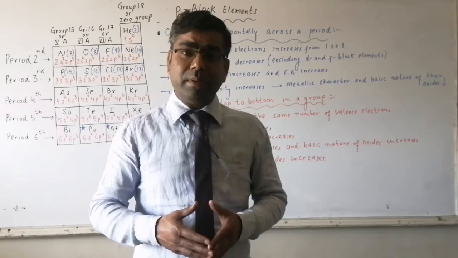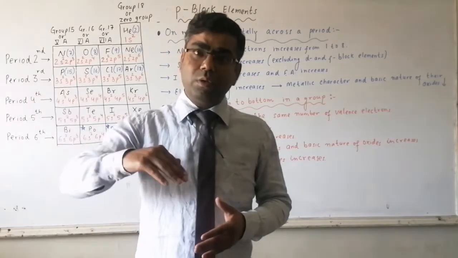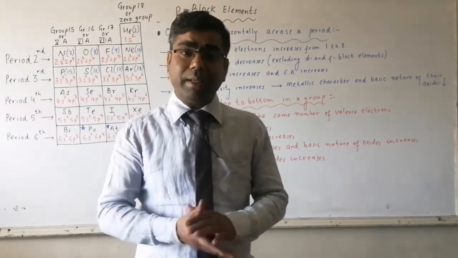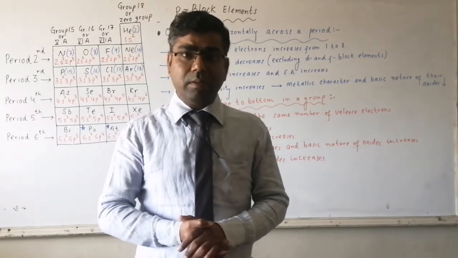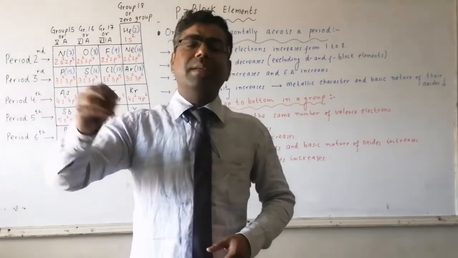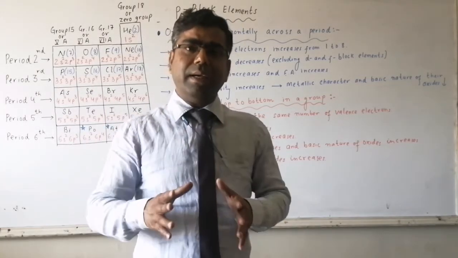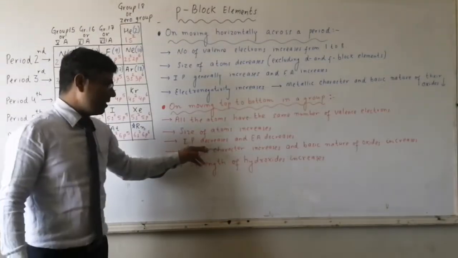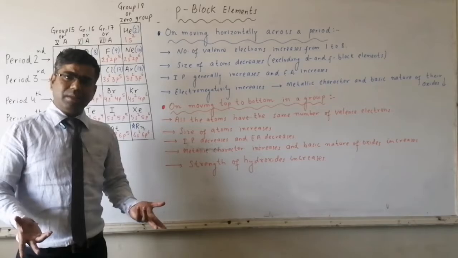As a result, what happens? The valence shell goes away from the nucleus, so size is automatically increased. So as we move from top to bottom, there is addition of a new energy level. That's why atomic size increases. Then we have the next point, IP decreases and EA decreases. Very simple.